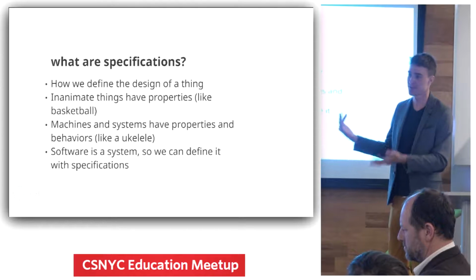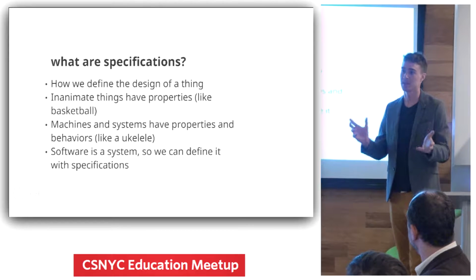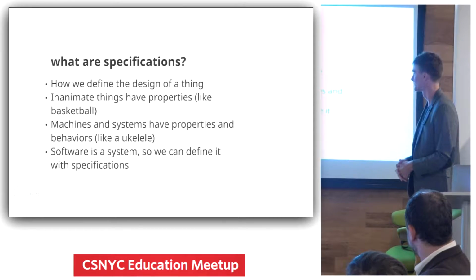If you have specifications for a basketball and you hand it to a factory or somebody who could produce it, they could theoretically produce the basketball itself. So it's the idea that underlies the design of the thing.